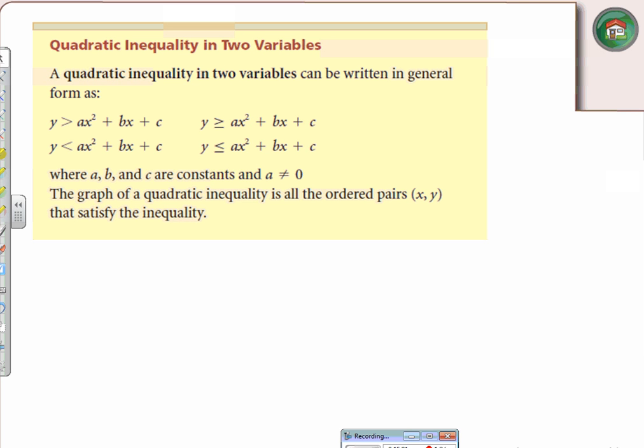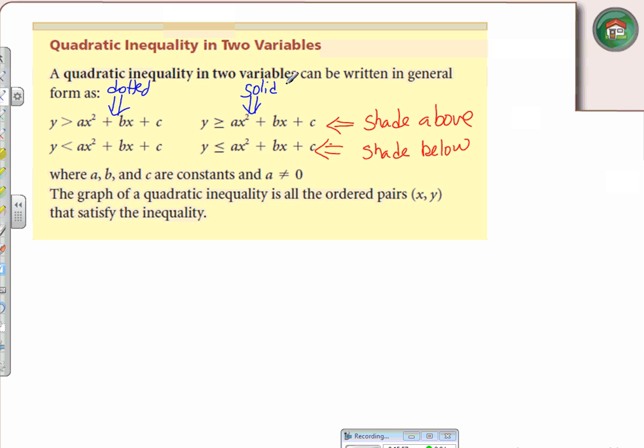Okay, so graphing the 4 different types here that you have. Both of these first two are going to be shade above. Always want to have y isolated. These bottom two are both going to be shade below. Then, these two don't have an equal to, so these are going to be dotted lines. These two have the equal sign, so these two would be graphed as solid lines.